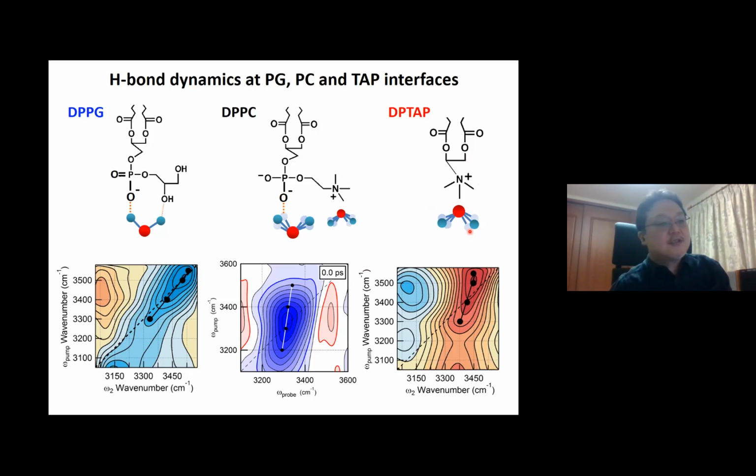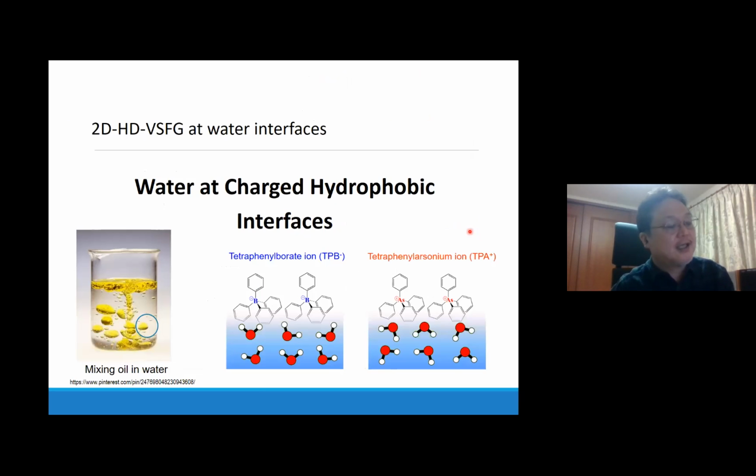Okay, so these are a little bit old results about the lipid water interface. But lastly, in the last 10 minutes or so, I would like to talk about more recent data about the charged hydrophobic water interface. The hydrophobic water interface is important. In short, it's a kind of water oil interface. The hydrophobic interaction is very important in not only chemistry but biology.